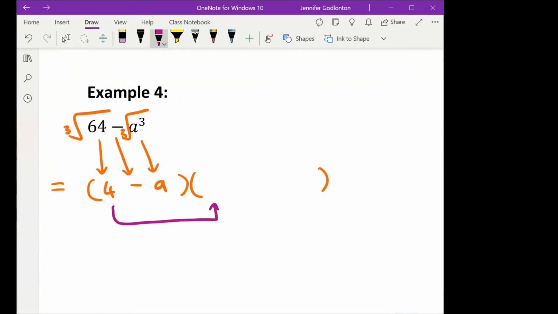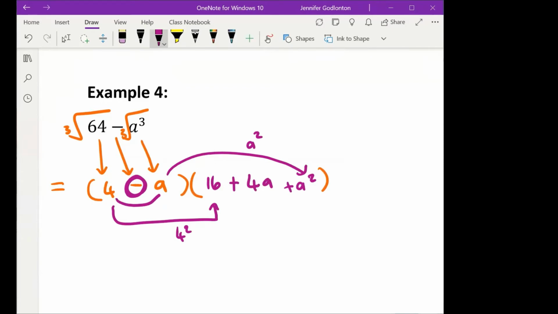Good. Okay, so 4 squared is going to give us 16. And our last one over here, we're going to say plus a squared. So we're going to square that a. And then we're going to have the opposite sign. So we had a negative, now we're going to have a positive. And we're going to say 4 times a, which gives us 4a. Beautiful. Nice. Thank you, ma'am.